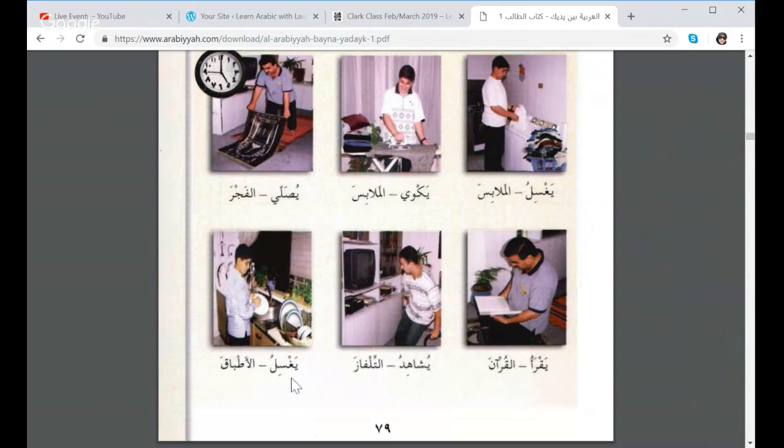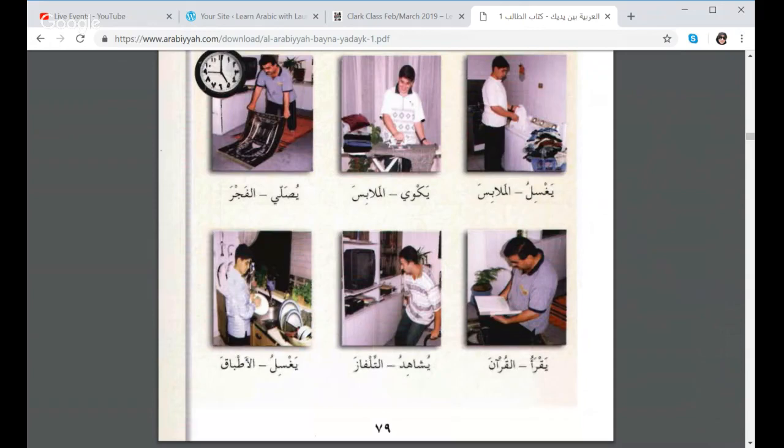Sa, add the aleph. Sa aghsilu. Sa aghsilu. Al-Adbaka. El Adbaka.